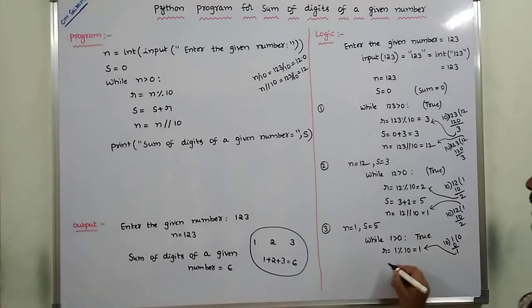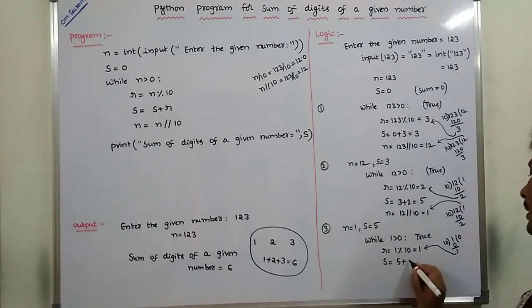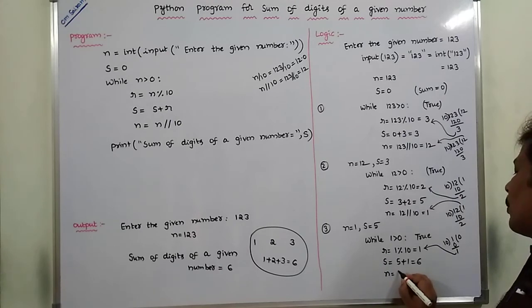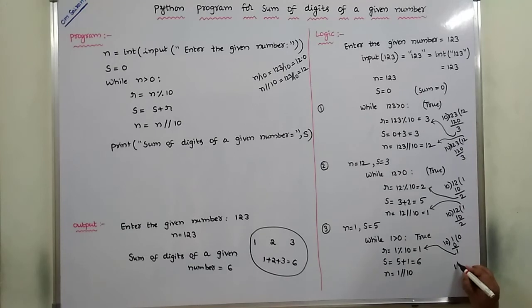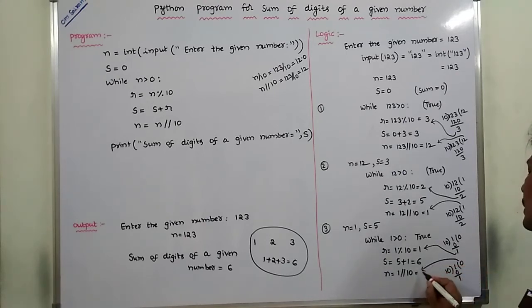Okay. Next one. S is equal to S plus R. In the previous step, what is the S value we are getting? 5. 5 plus R value is 1. 5 plus 1, that is equal to 6. Next, N is equal to 1 divided by 10. So that means 1 can be divided with 10. So 10 0 0, remainder is 1, and it returns the quotient value. Quotient value is 0. Okay.